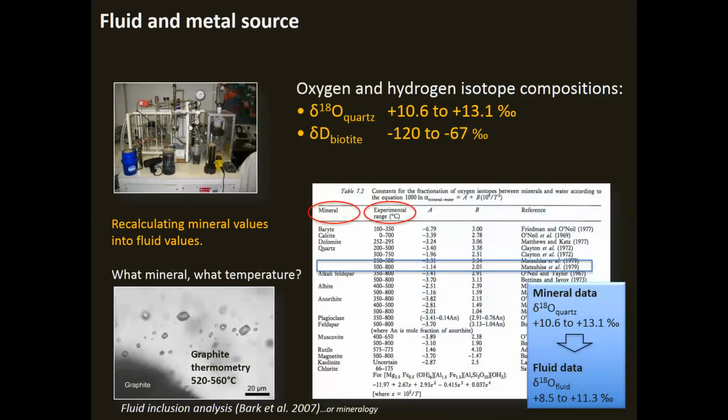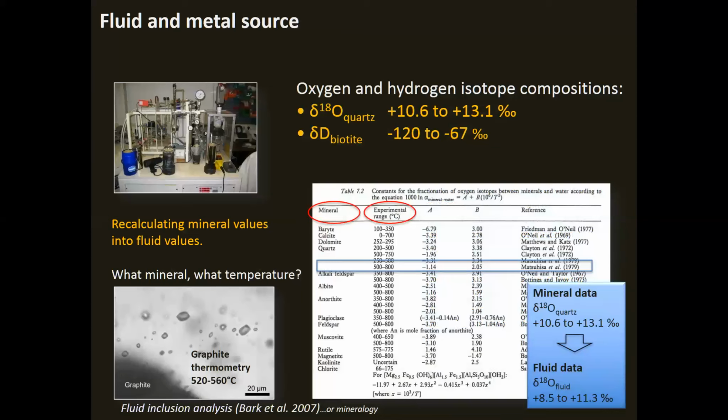So in the past, we did fluid inclusion work on this deposit, looking at the fluid chemistry or composition. And in that study, we found graphite associated to the arsenopyrite. And this graphite was possible to measure by Raman spectrometry and to get a temperature reading from the crystal structure of the graphite, between 500 and 550 degrees centigrade. So we will use that temperature to calculate the fluid values from the mineral isotope data.